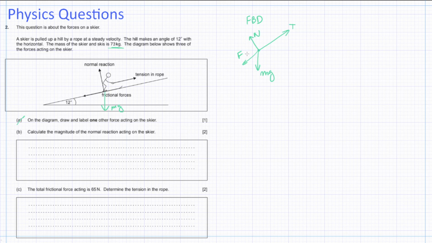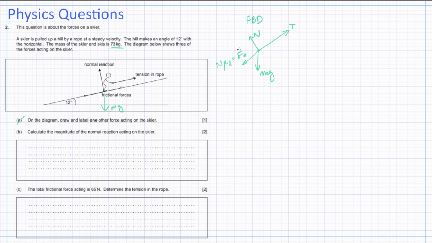So since he's moving, this will be a dynamic friction, right? If he's stopped, that's a static friction. You just change your kind of friction. But both of them should be given by the normal force times some coefficient. If it's dynamic, it will be the dynamic coefficient. If it's static, it will be the static coefficient.